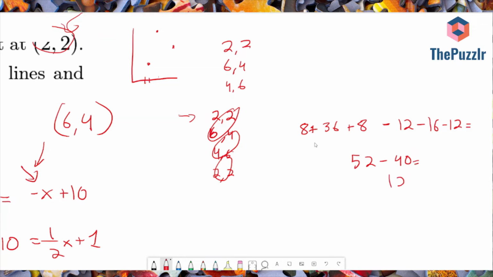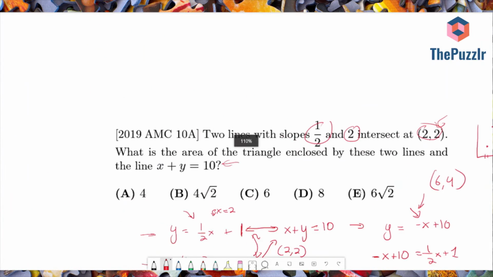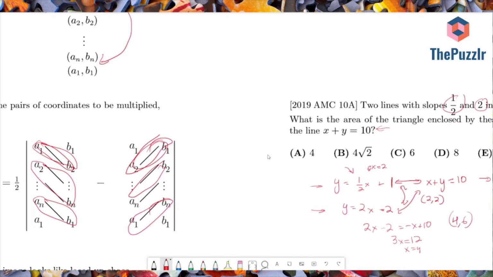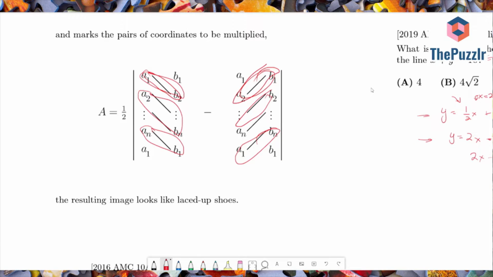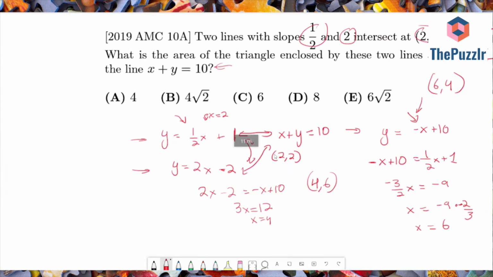So this gives us 12. So the absolute value of 12 is just 12. And now you have to remember one thing, and this is something that people tend to forget a lot: there's this 1/2 right here. So now you need to do 12 times 1/2, which gives you an answer of 6. Let's move on.